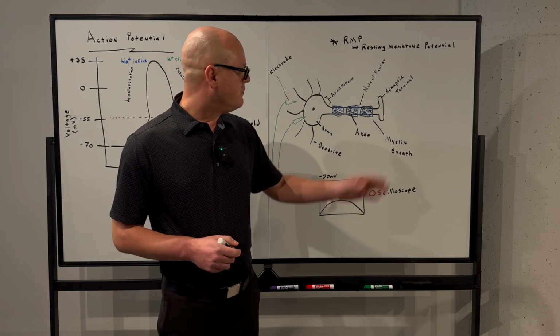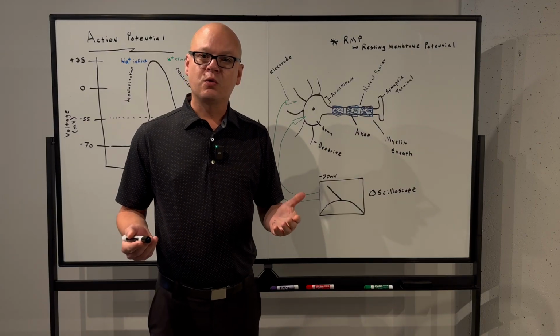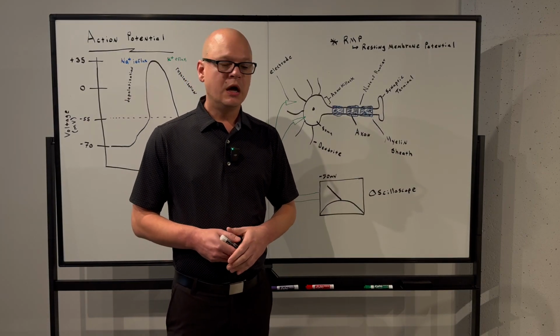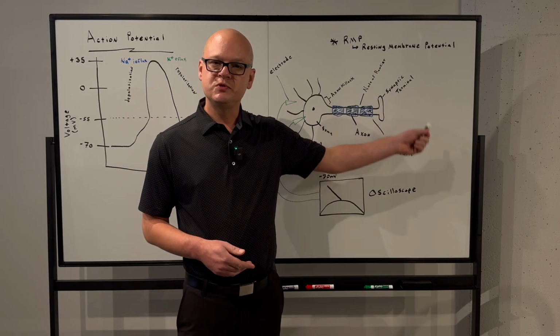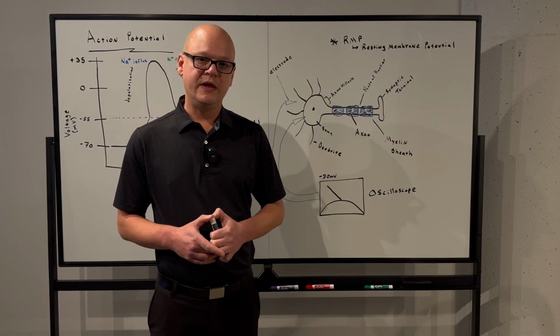When the action potential gets to the synaptic terminal here, that is where we can have the release of neurotransmitter. That neurotransmitter can be either excitatory or inhibitory, depending on the downstream structure and the receptor type that's going to be present on that downstream structure.